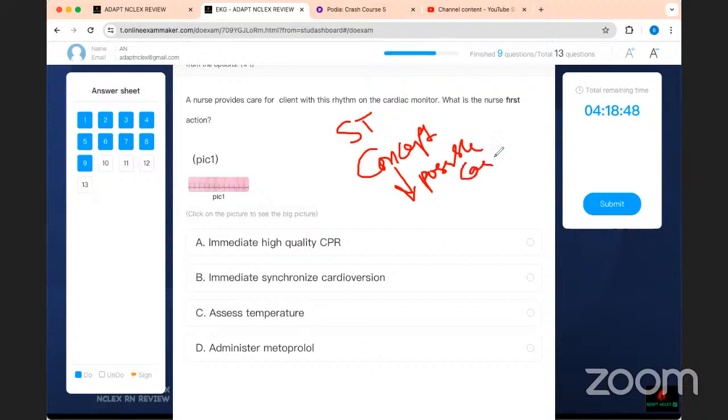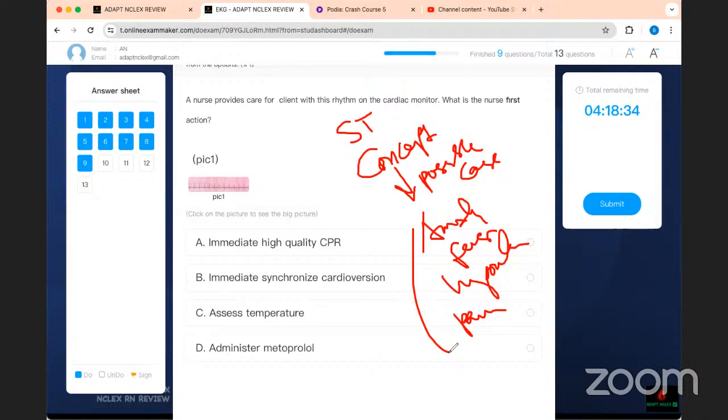So the possible causes may be anxiety. It may be infection causing fever, hypovolemia, or it may be some pain. Most of the time, don't do anything until you figure out what is the potential cause causing the problem. Therefore, that is the concept. You see what you're doing?